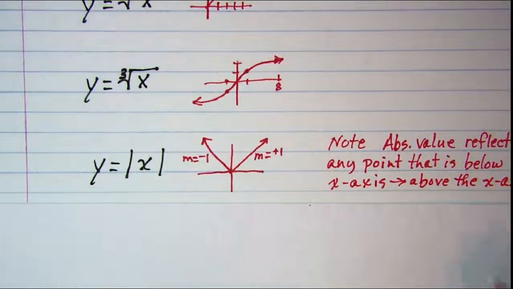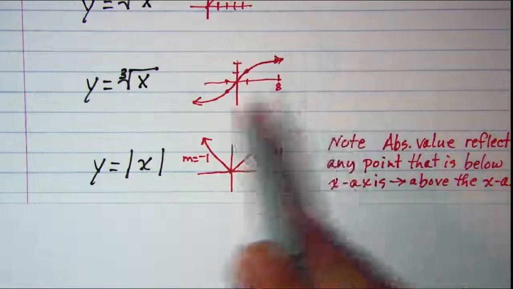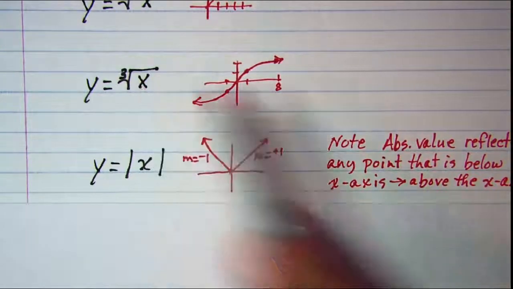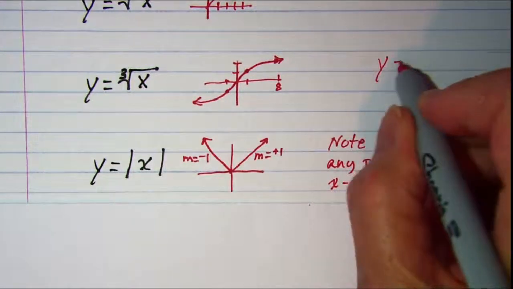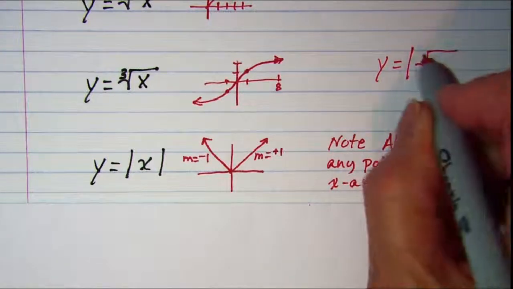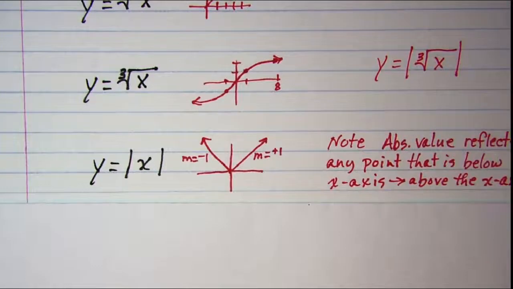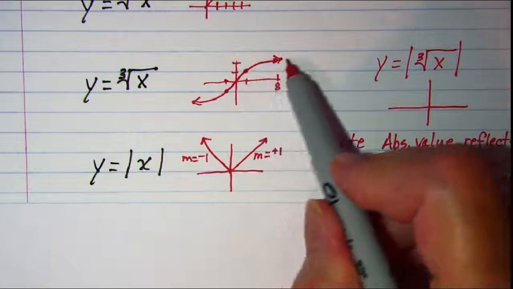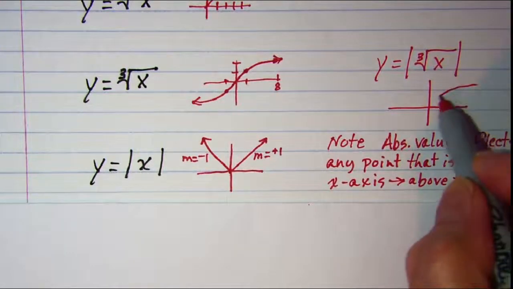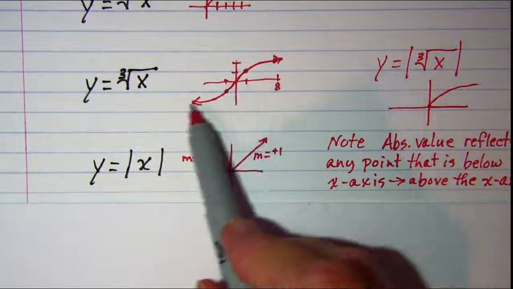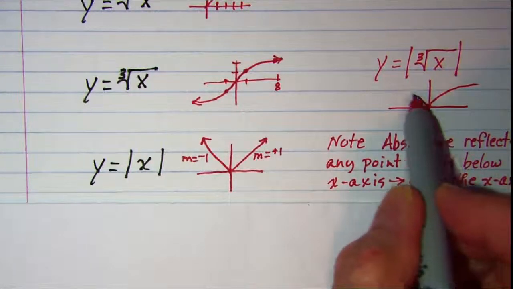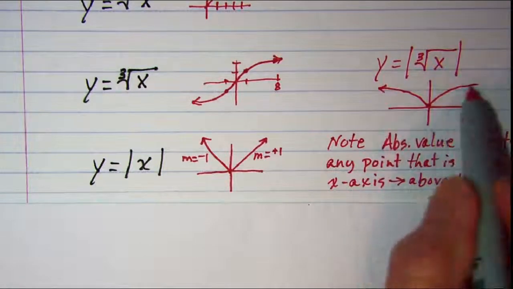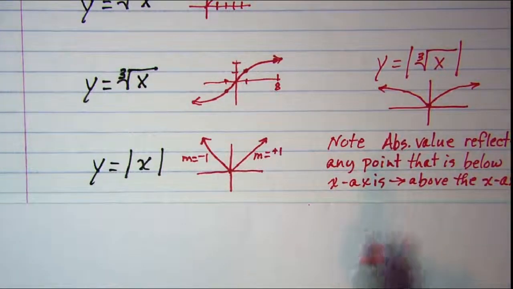So it's kind of fun to look at the absolute value of, say, the cube root of x. If you had to consider that, that would be your cube root of x graph that's above the axis, but then the stuff below the axis is sent above the axis. So also it's kind of fun to look at the sine curve and then the absolute value of the sine curve.